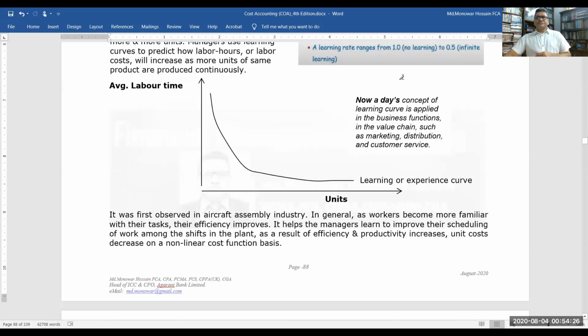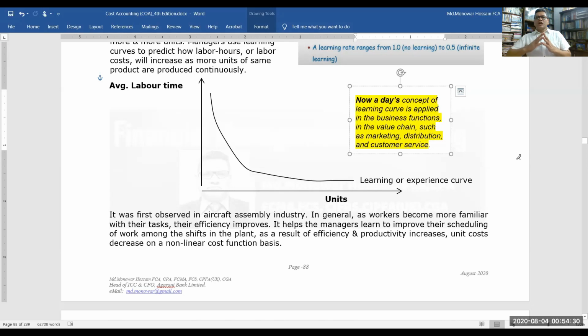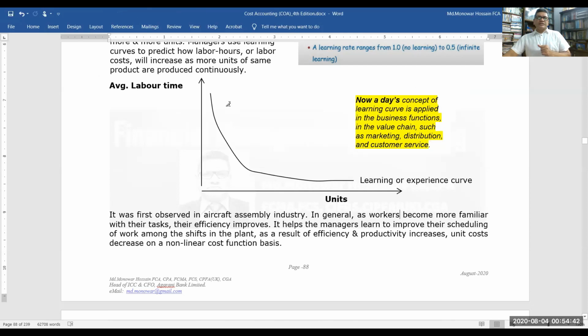So look here. Nowadays the concept of the learning curve is applied in business functions in the value chain such as marketing, distribution, and customer service. So this is the learning curve. On this side is average labor time, and this side is units.